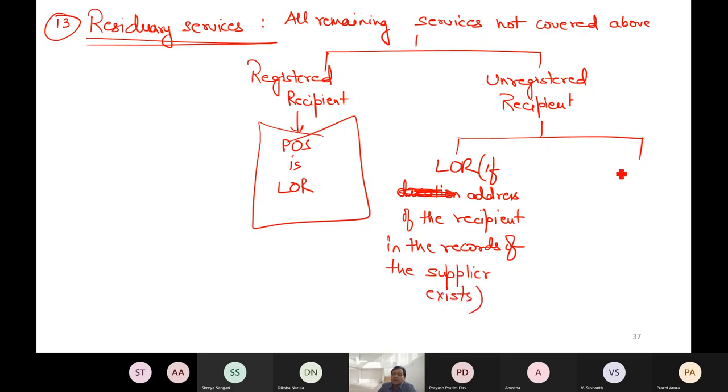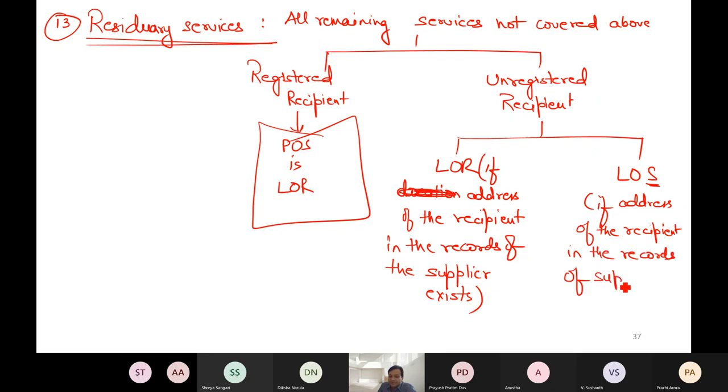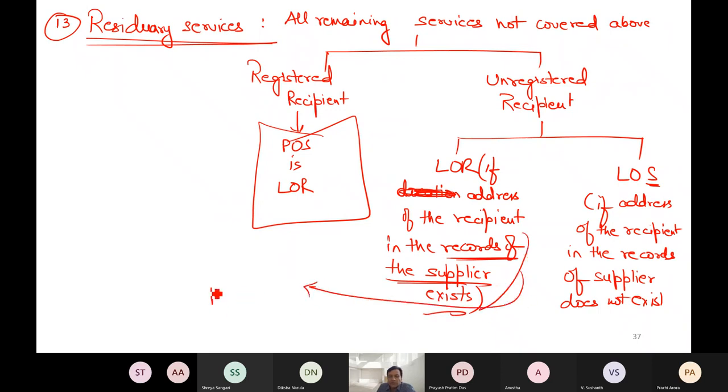And location of supplier, if the address of the recipient in the records of the supplier does not exist. So I have written records of the supplier here because I don't want to use the words address on record. I want to simplify the point. Saying address on record is the same as saying address in the records of the supplier.